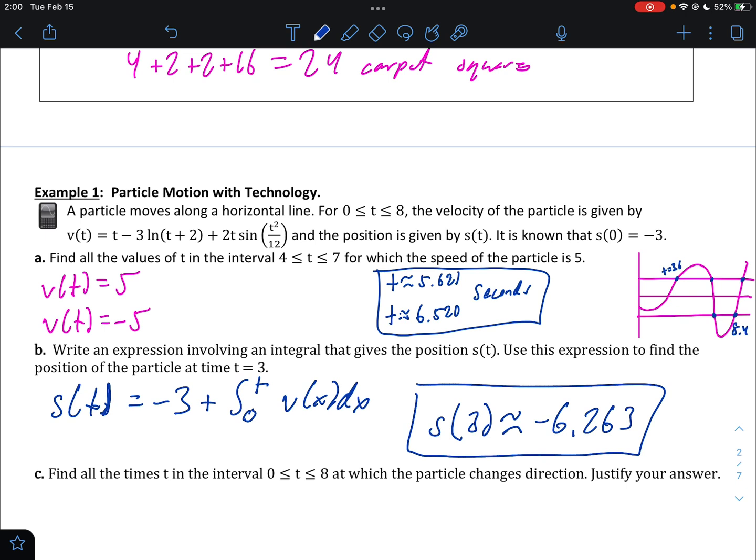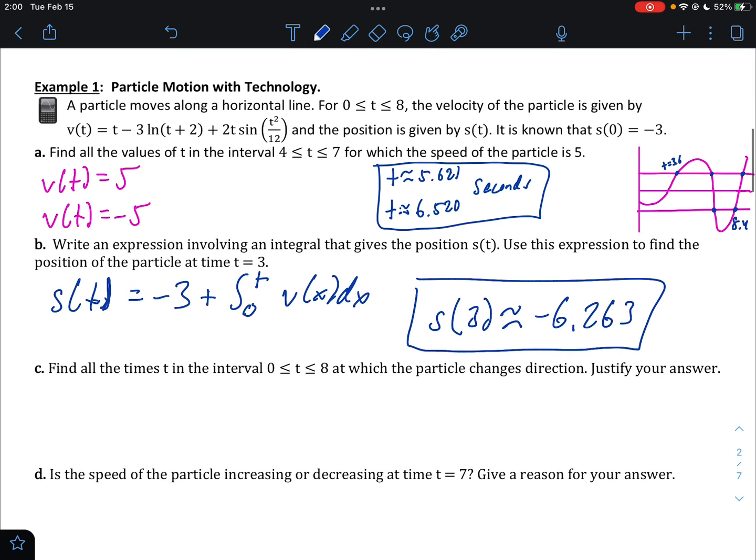Part C, find all the times t in the interval 0 to 8 where the particle changes direction. Justify your answer. So all this is when will the velocity be 0? So go back to your graph, and let's see when the velocity hits 0 between 0 and 8. For this one, I would definitely change my window to 0 to 8, if you haven't already.